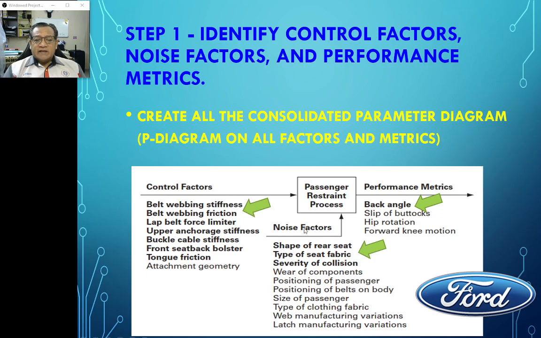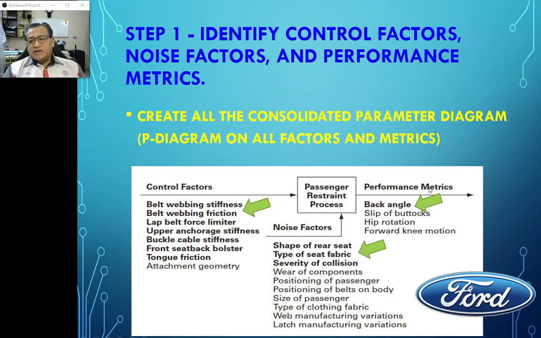And what are the noise factors we want to measure? For example, shape of the rear seat, type of seat fabric, severity of the collision or the condition of the collision, and so on. So in this case, control factors are being highlighted like this. The prime control factors and the prime noise factors are being highlighted, like three of these. And ultimately, control factors and noise factors combine in the crash.